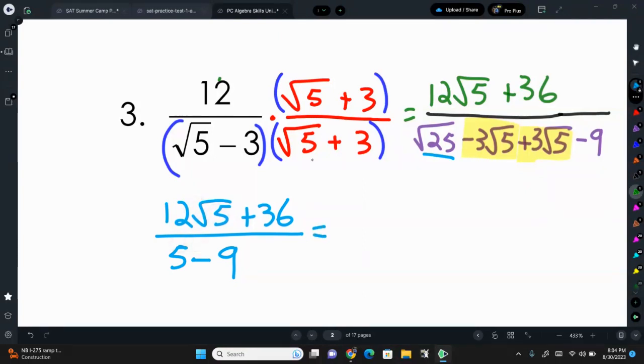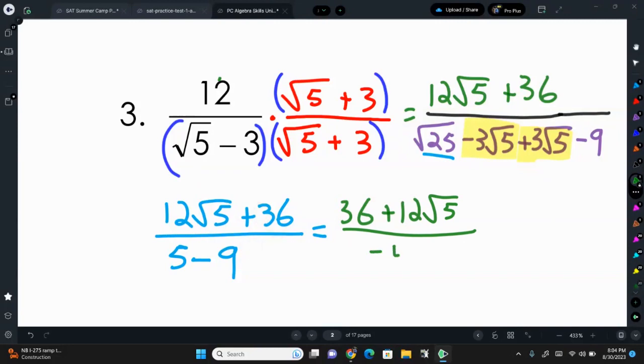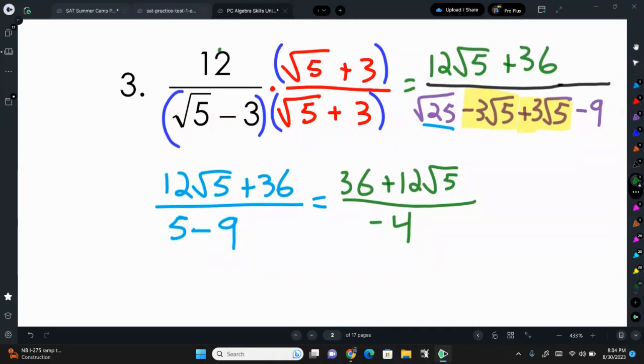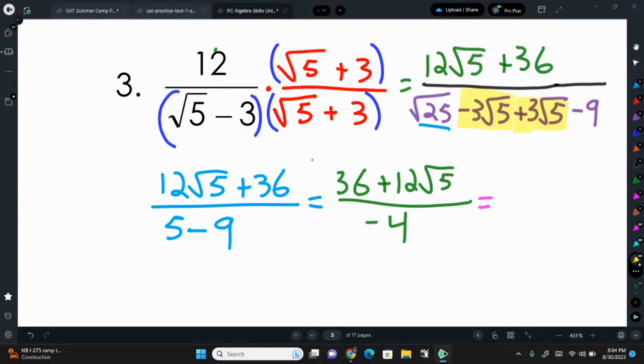Okay. I'm going to rewrite this with the 36 up front. That's just the proper way to write it. 5 minus 9 is negative 4. Now, we can simplify this a little bit further because all of the numbers outside the square root are divisible by 4, or a negative 4. So we're going to divide everything by negative 4 to make our denominator 1.